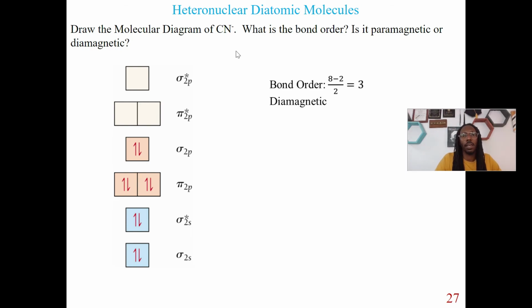In this case, between C and N, we're going to have a triple bond, which, if you do a Lewis structure, we do see a triple bond. Now, is it diamagnetic or paramagnetic? It's going to be diamagnetic, because all the electrons are paired.